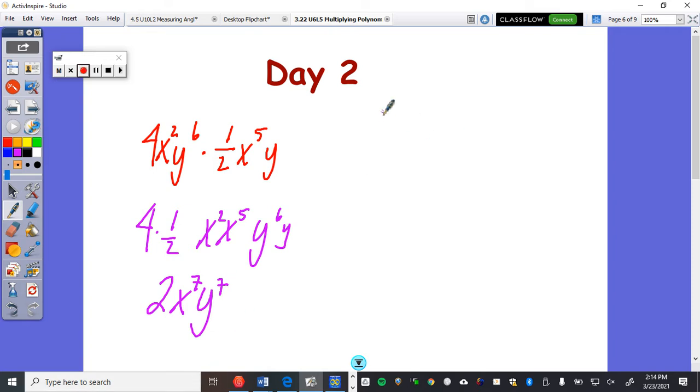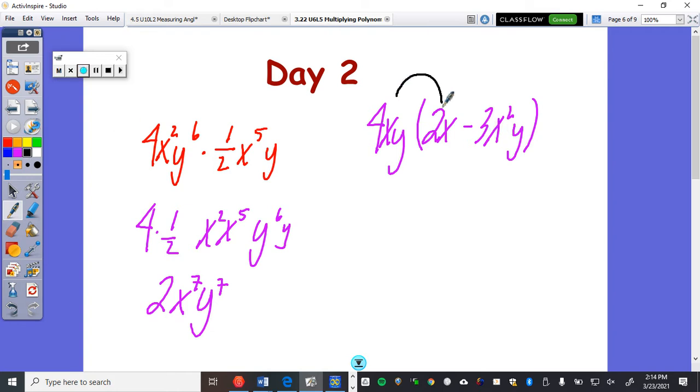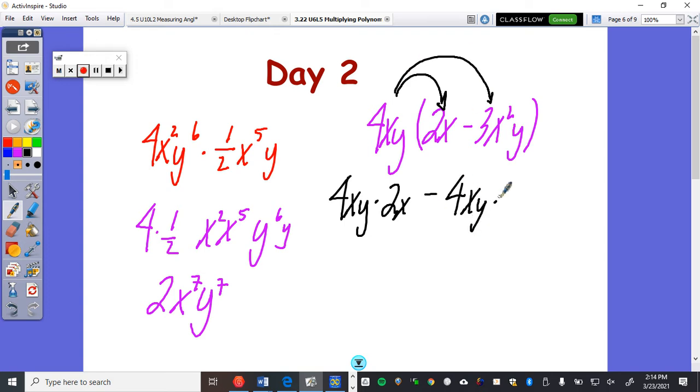If we did it like this, we said, okay, well, 4xy times, let's say, 2x minus 3x squared y. This is a monomial times a binomial. So then you would just distribute this. So we would say 4xy times 2x, and distribute this, and we'd have minus 4xy times 3x squared y.